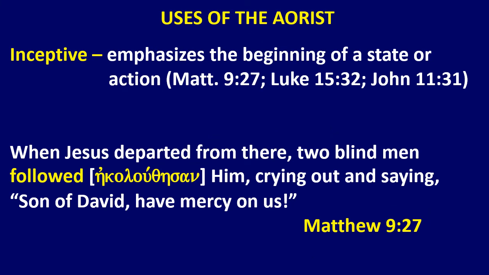Sometimes when the aorist tense is used, the emphasis seems to be on the beginning of an action. This is the inceptive use of the aorist, and this would emphasize the beginning of a state or an action itself, like in Matthew 9, verse 27. "When Jesus departed from there, two blind men followed him." Akoloutheo is the present tense form, but here it's in the aorist active indicative third person plural form. And the idea seems to be that they began to follow him. Some translations in English may even translate it that way. It would be perfectly valid to do so.